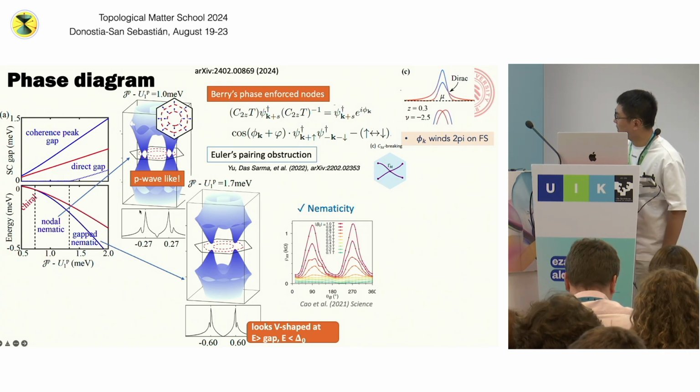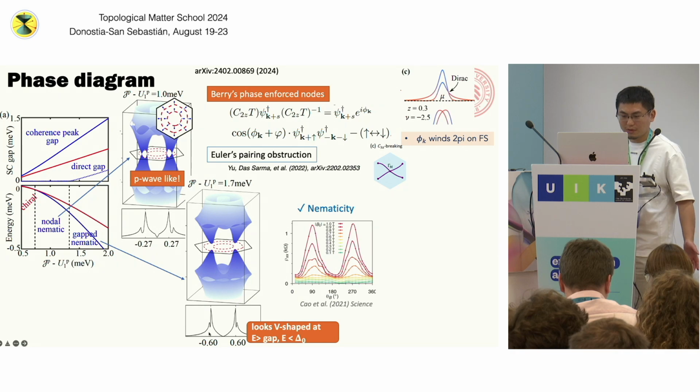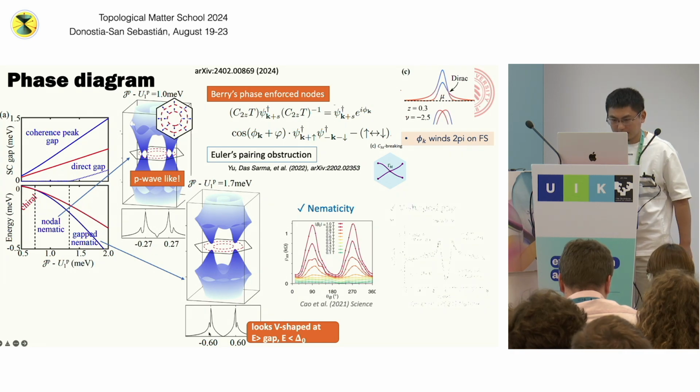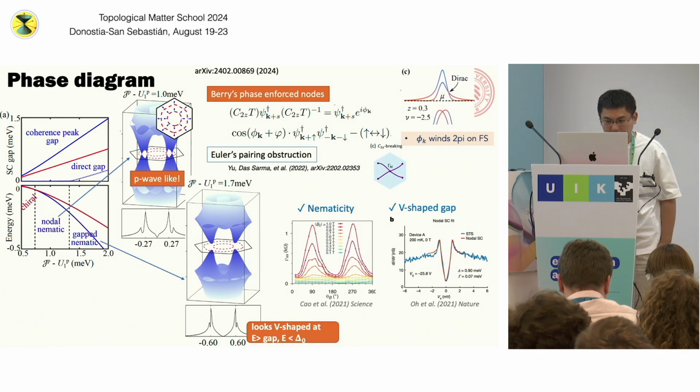And if we calculate the density of states in the 2 states, we can see that at an energy scale much larger than the gap, which is 0 in this case and finite in this case, the density of states will look V-shaped, right? So I think this matches some observations from the experiment.